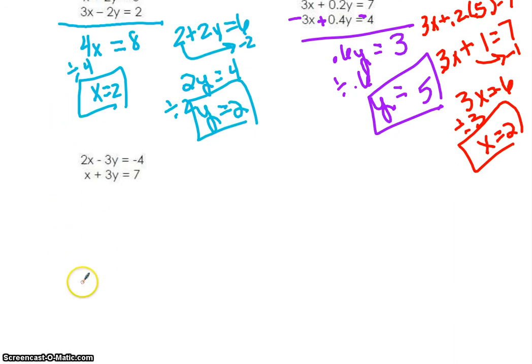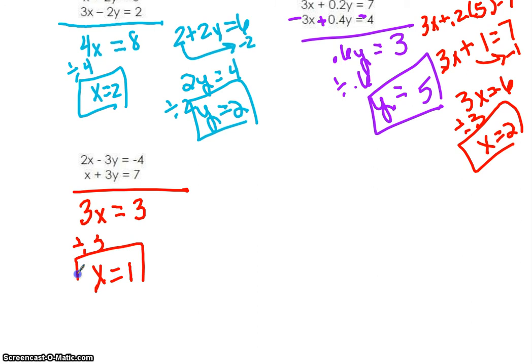Last one. Remember, you want to check your x's. We have a 2, we have a 1. They have nothing in common. That's no good. Our y's, we have a negative 3 and a positive 3. Same number, opposite signs, perfect. So draw a line. 2x and x gives you a 3x because 2 plus 1 is 3. Y's are gone. Equals negative 4 plus 7 in your calculator would give you 3. So we will divide by 3 and x equals 1.